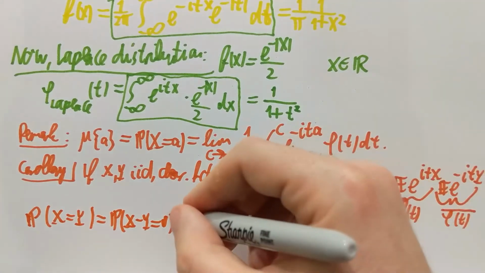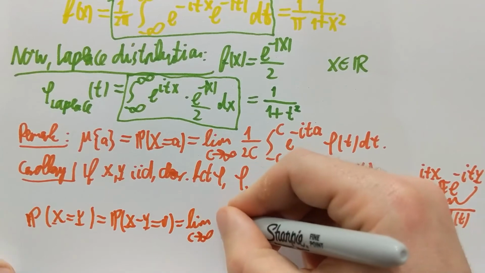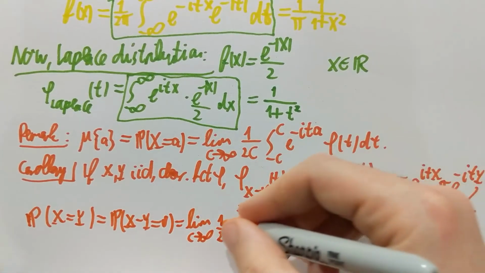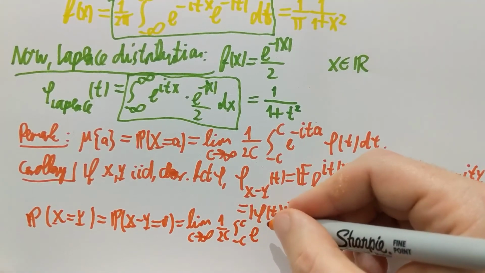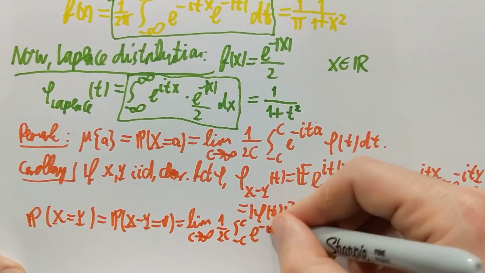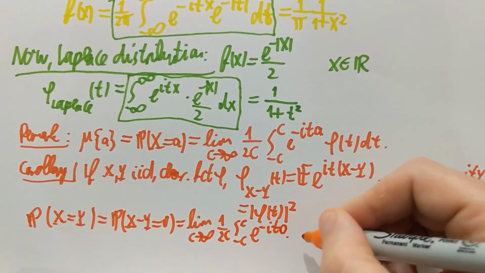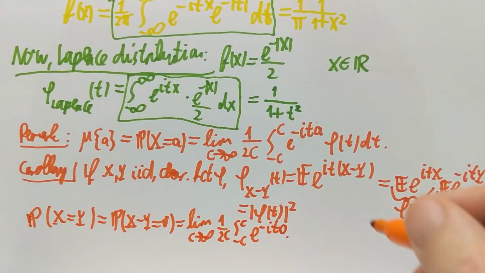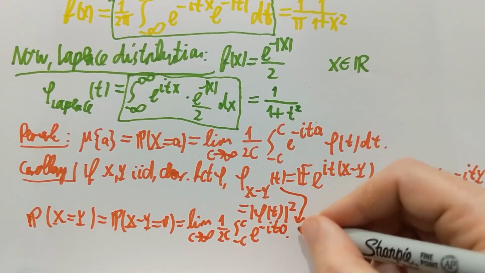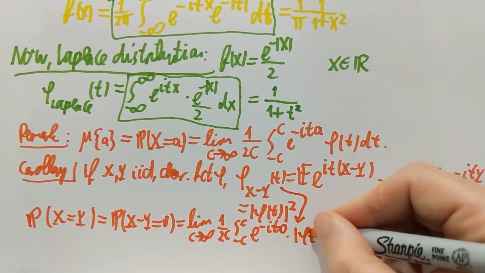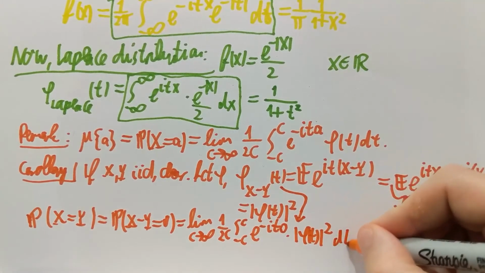Okay, according to the above, limit c goes to infinity, 1 over 2c, integrate minus c to c, e to the minus ita, but what is a? A is 0, times the characteristic function of x minus y. So I'm going to put the characteristic function of x minus y down here, which is just phi of t absolute value square dt.